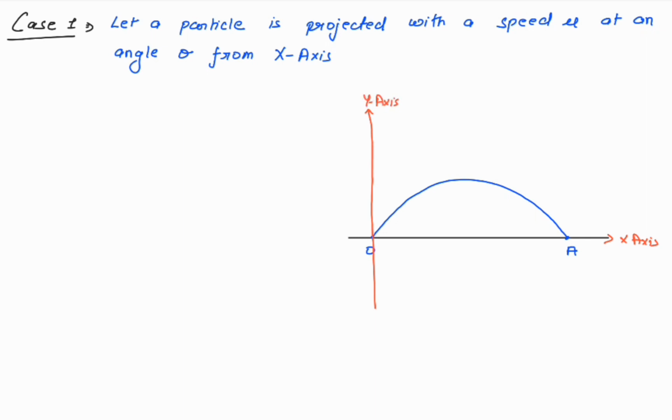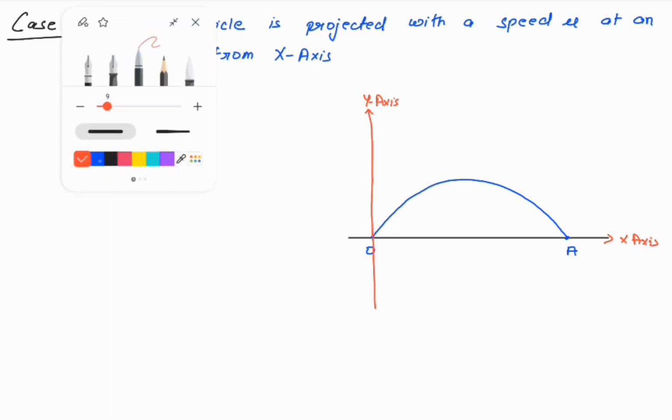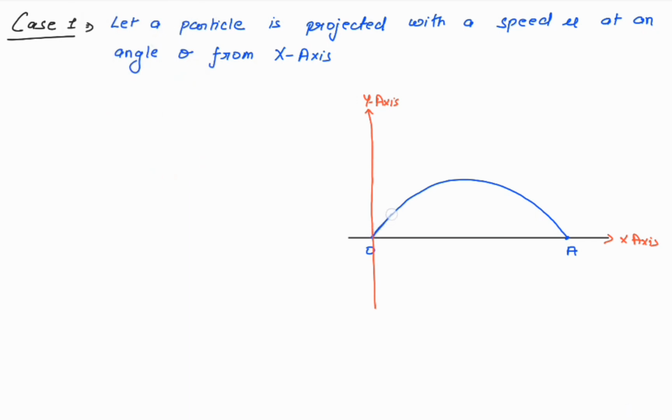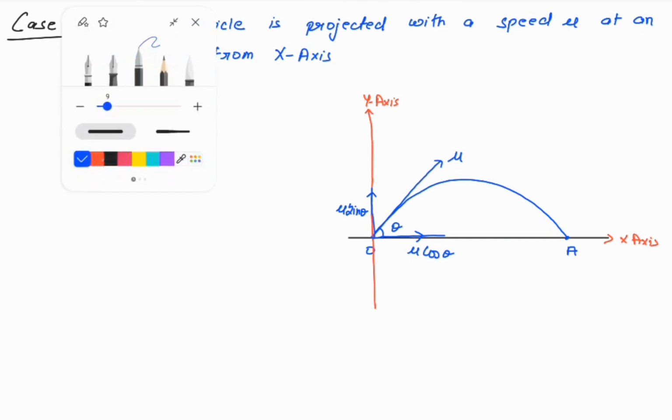I'm going to use the x-axis for horizontal motion and the y-axis for vertical motion. Now draw u, the initial velocity. We have thrown the projectile at an angle theta. If this angle is theta, what is the initial velocity vector? In the x-axis, it is u cos theta, and in the y-axis it is u sin theta. These are the basic things in case number 1, and now we are going to find the different parameters.